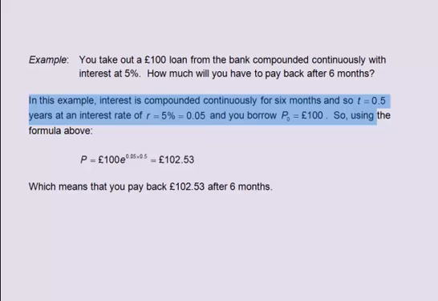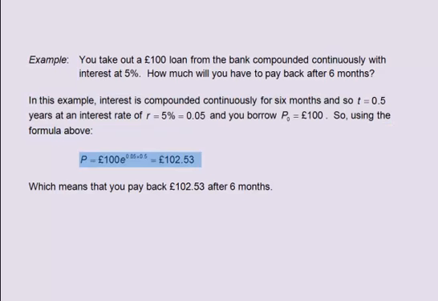So, using the formula above, P equals £100 multiplied by e to the power 0.05 multiplied by 0.5, which equals £102.53, which means that you pay back £102.53 after 6 months.